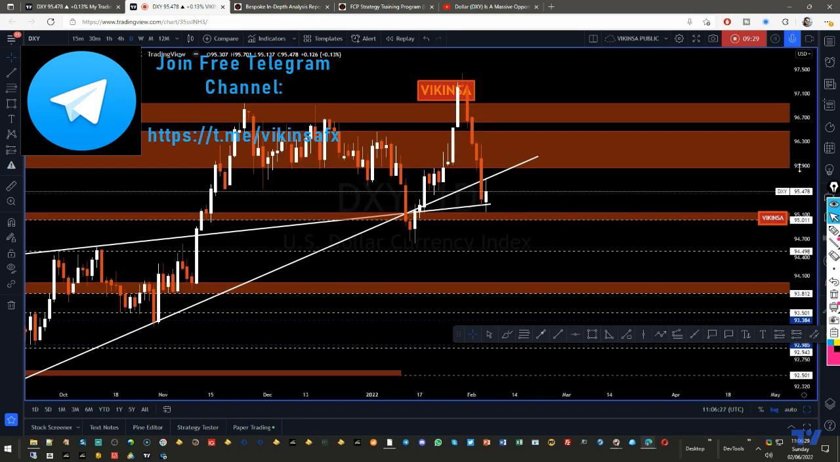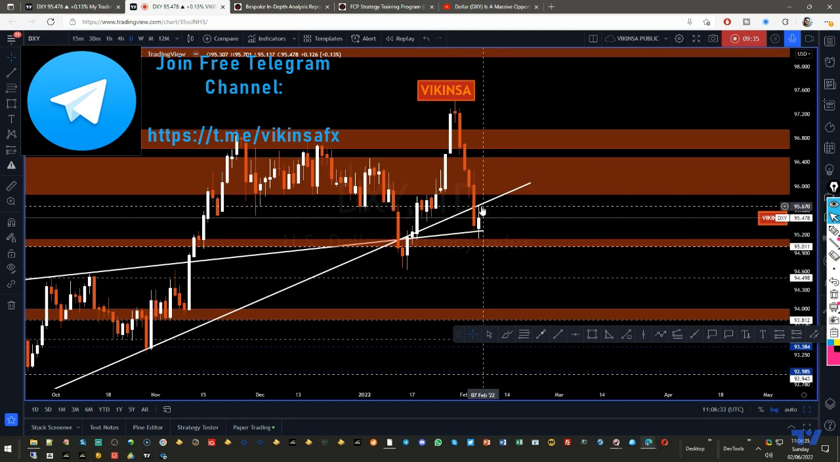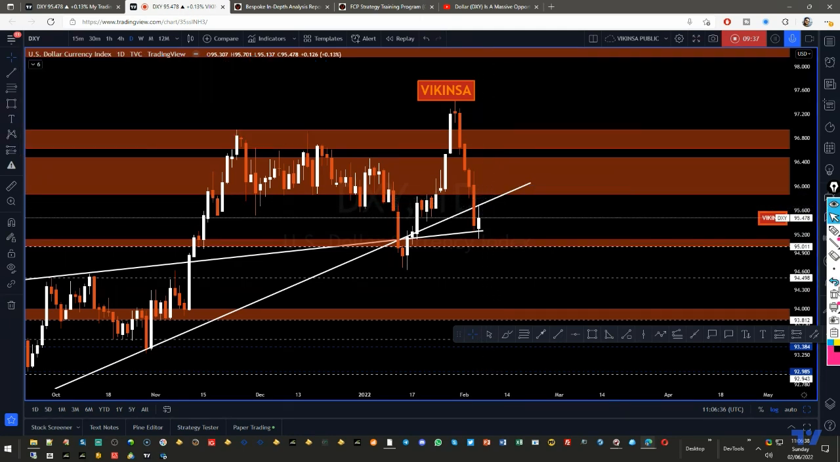Let's look at the daily time frame. On the daily time frame, obviously, this was an FCP zone. There are trend lines. The market has bounced up a little bit. Now we'll have to see if it goes above this FCP, above this trend line, because if it goes above this trend line, then it can go to, as I said, this area, or if those are broken, then obviously it's going to go higher. So this section is very, very important for the dollar.